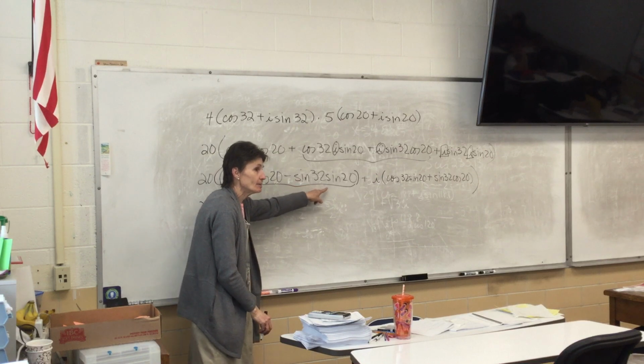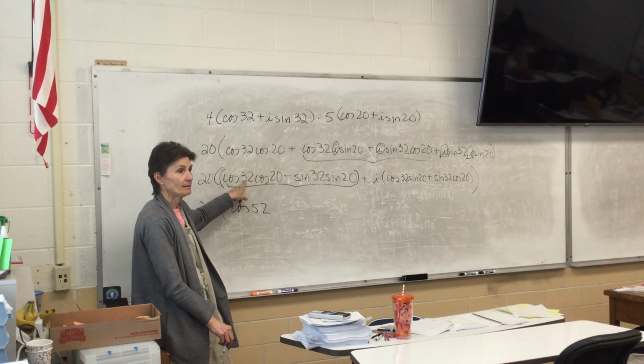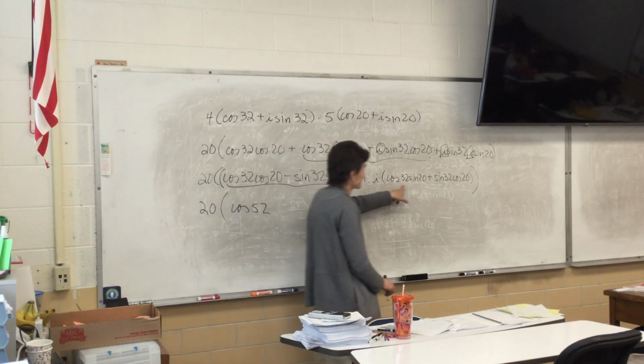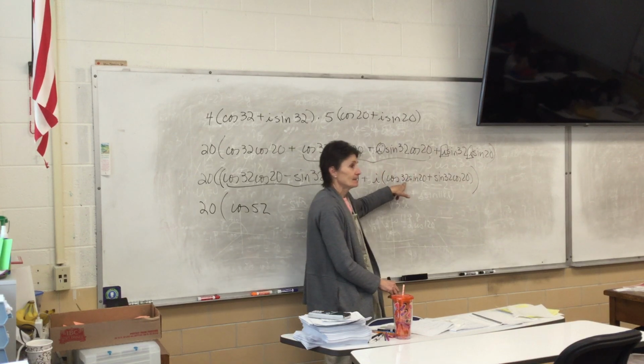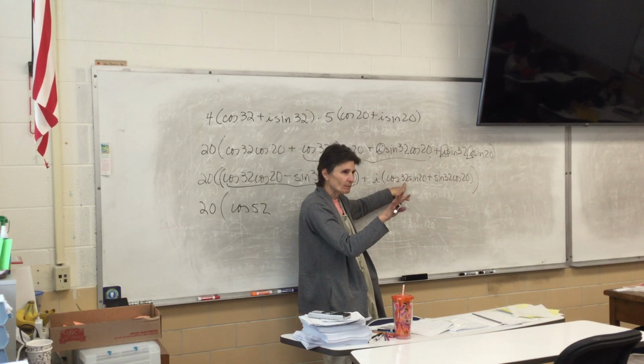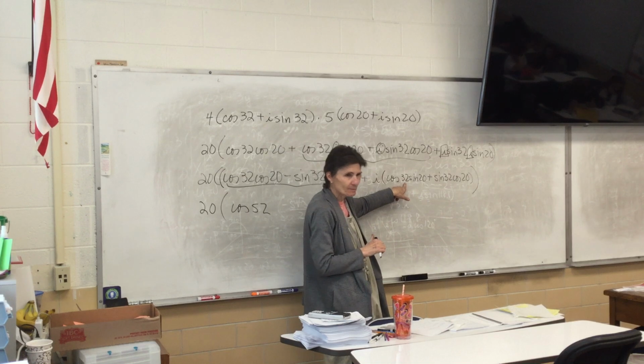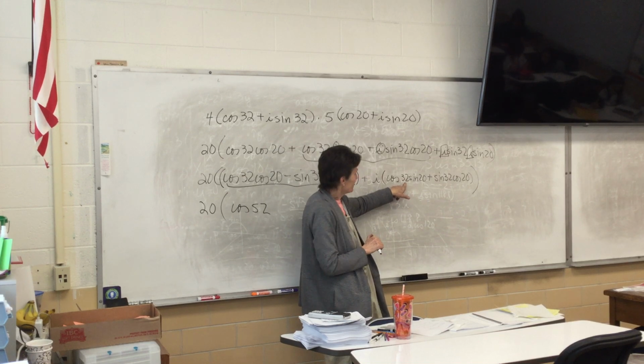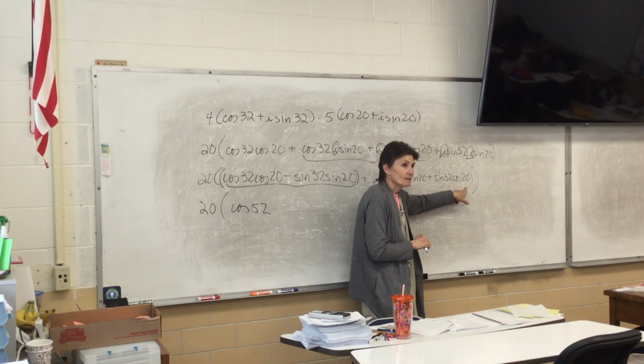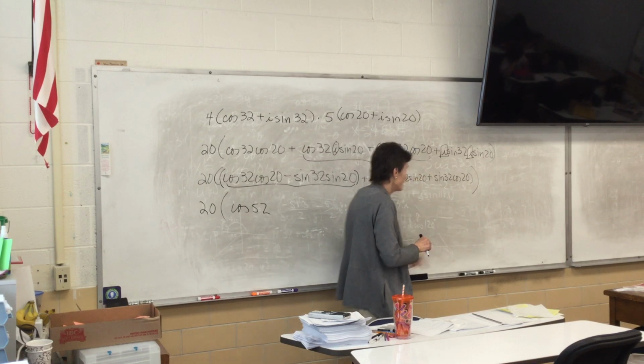Everybody see that right here? Cosine cosine minus sine sine. And then what's this? It's written kind of backwards, but remember, it's commutative and associative and whatever. So what's that? The sine of 52?